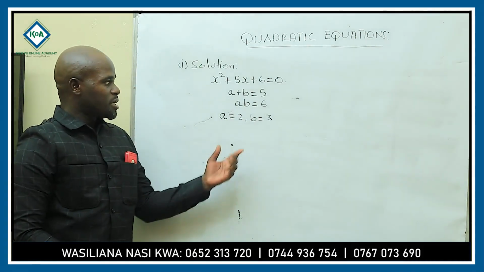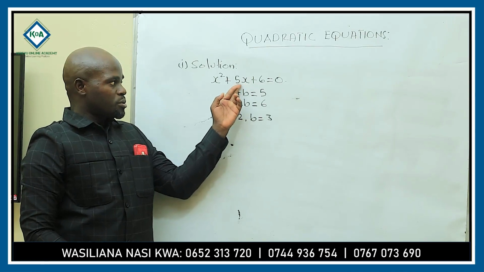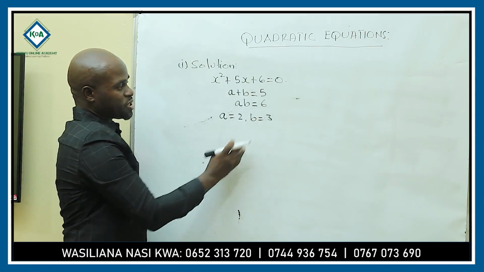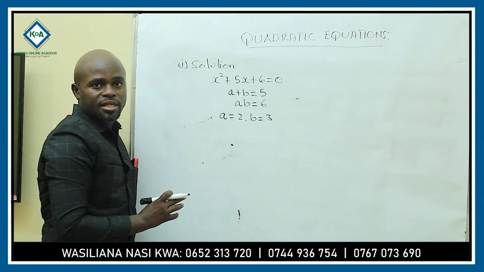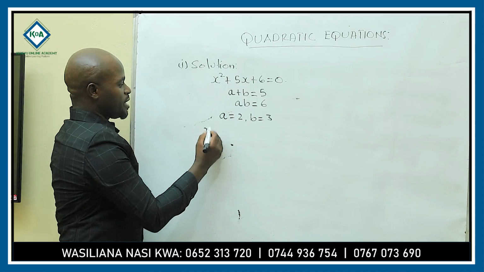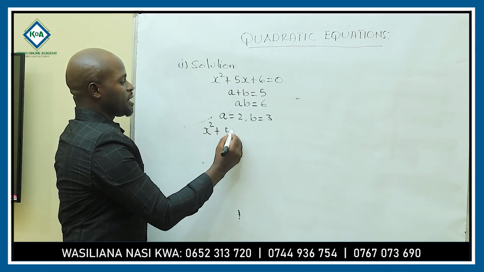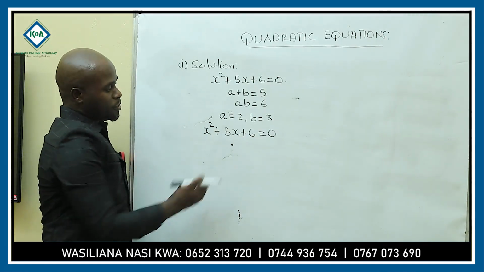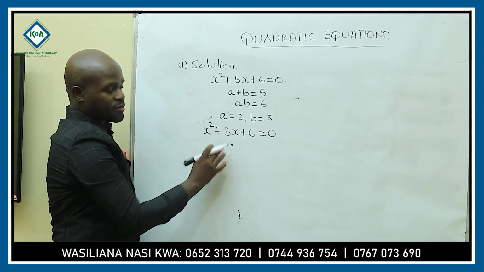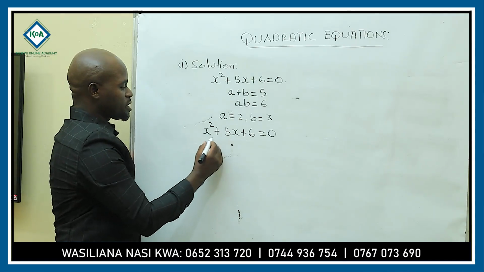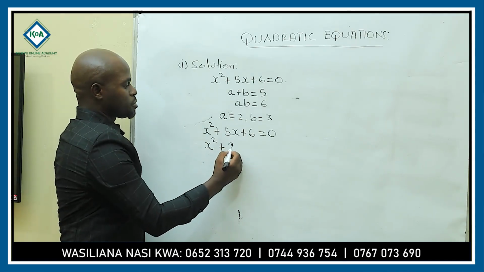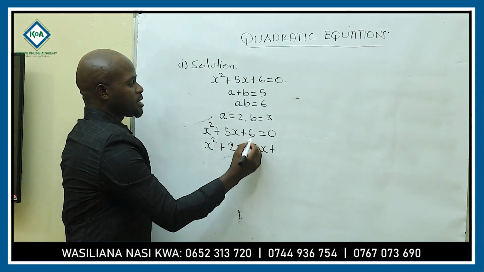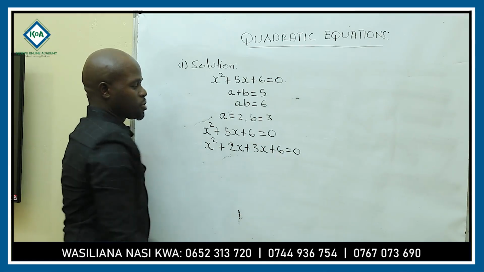Then after getting our numbers, we have to split the middle term, which is 5x, into 2. So instead of writing 5x, it will be 2x plus 3x. Then we have x squared plus 5x plus 6 is equal to 0. Then we split this 5x into 2, so it will be x squared plus 2x plus 3x plus 6 is equal to 0.